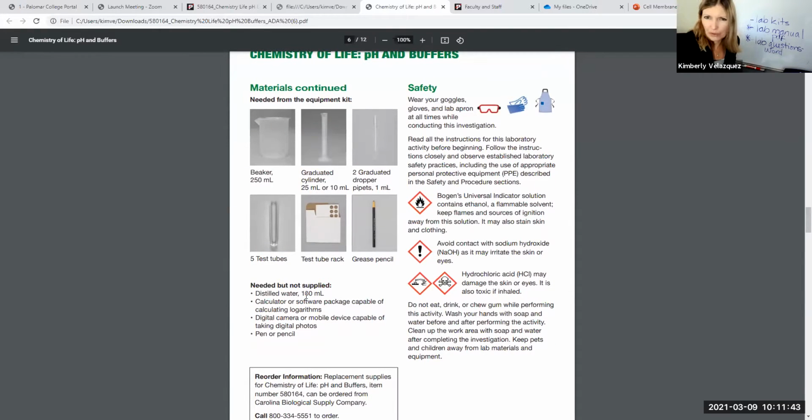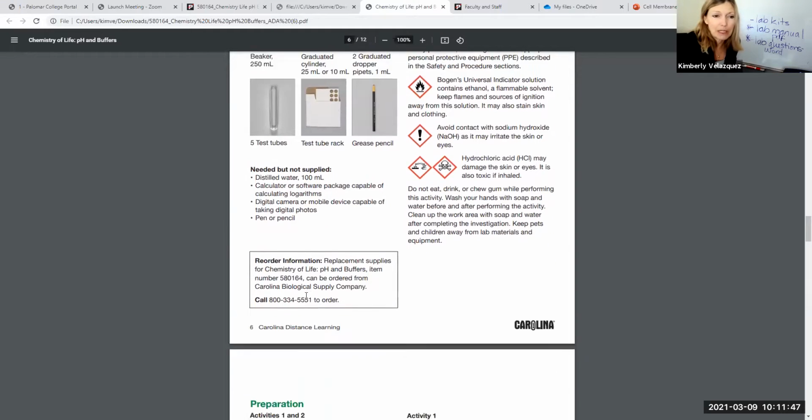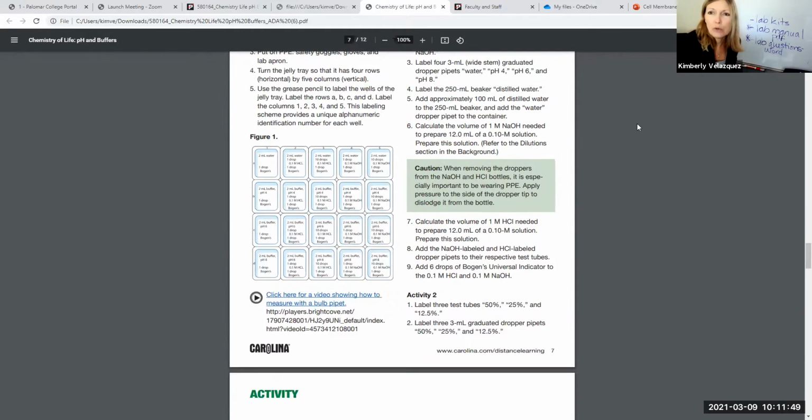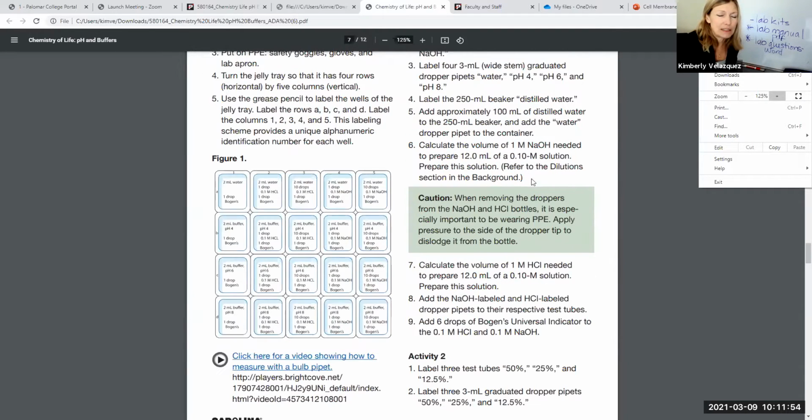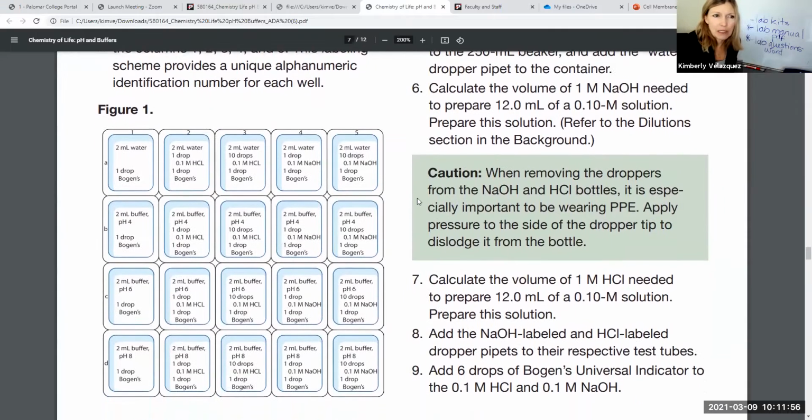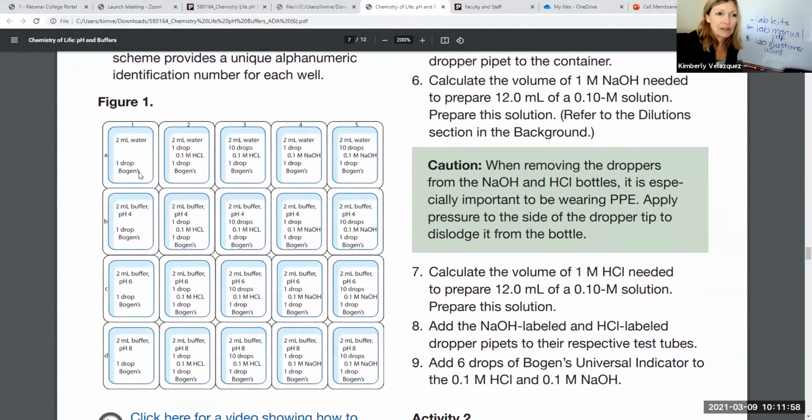Distilled water is preferred, meaning bottled water, but you can also use tap water this week. That's not a problem because you are going to be testing the pH at the beginning. In this very first well, you've just got water and the pH indicator. So you're testing your starting pH, and it doesn't matter what that starting pH is. You can use tap water, it's totally fine.